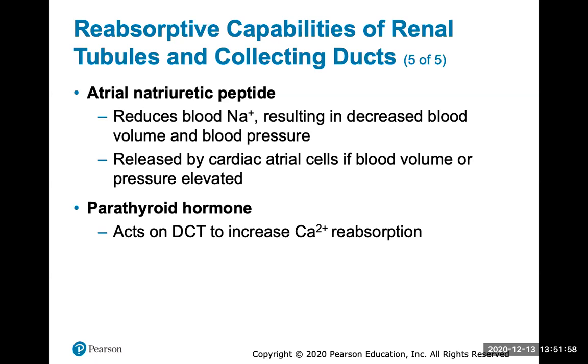Atrial natriuretic peptide reduces blood sodium, resulting in decreased blood volume and blood pressure. So this kind of does the opposite. ANP is released by your cardiac atrial cells if blood volume or pressure is elevated to try to reduce blood sodium, decreasing blood volume and blood pressure. And then the parathyroid hormone just acts on your distal convoluted tubule to increase calcium reabsorption.